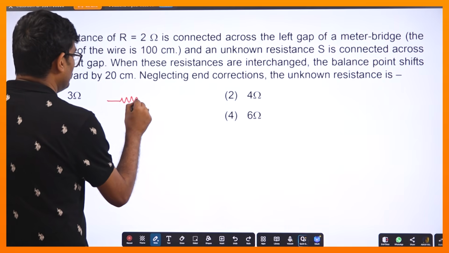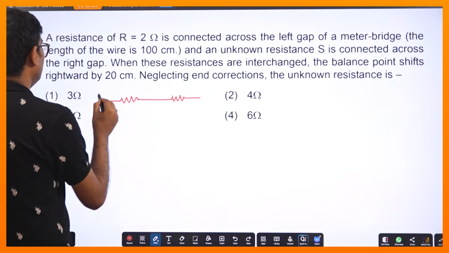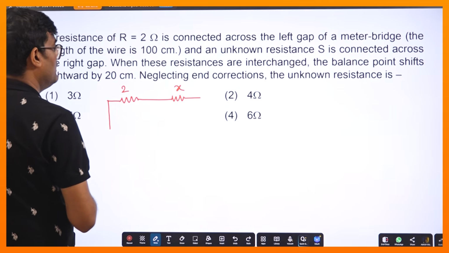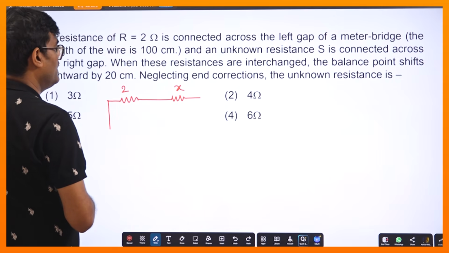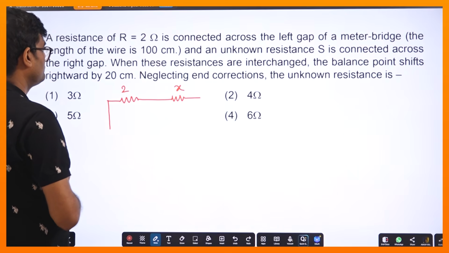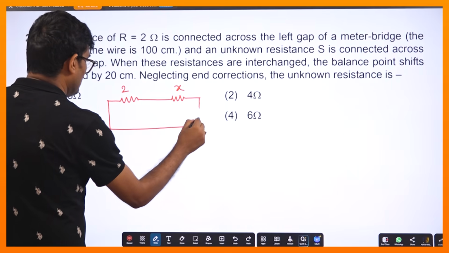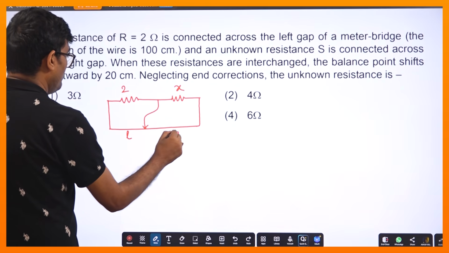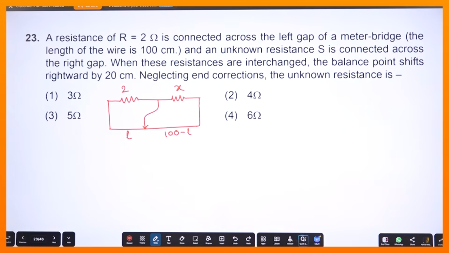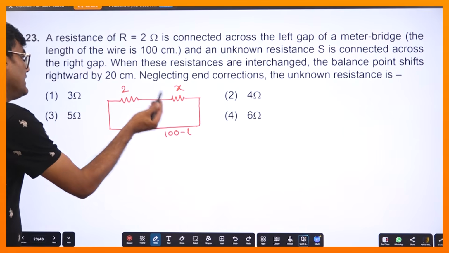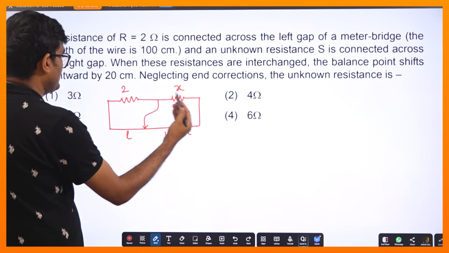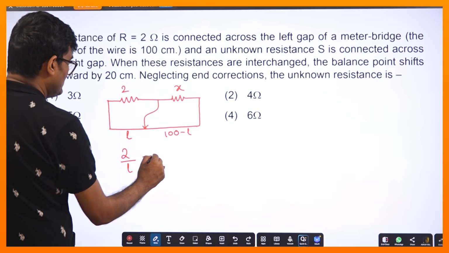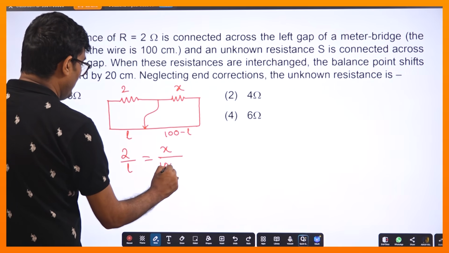So the meter bridge is nothing but a Wheatstone bridge. Suppose the resistance 2 ohm is connected in the left and x ohm is connected in the right. Suppose in this case the null point is found here. This is L and this is 100 minus L. Now it says that when these resistors are interchanged, the balance point shifts right side by 20 centimeter. That means I can say from the first diagram that 2 by x equal to L by 100 minus L.